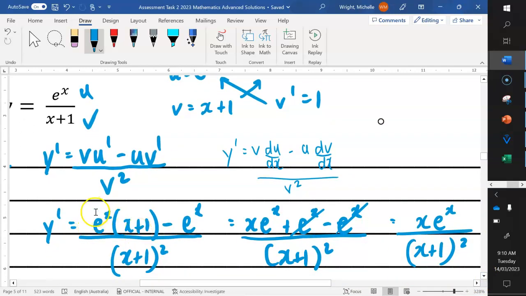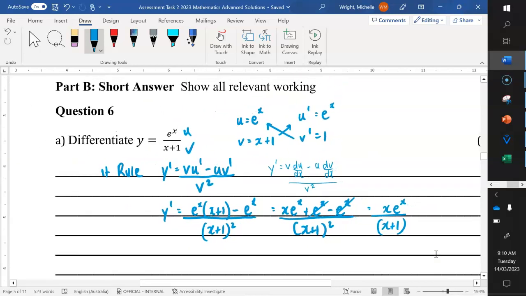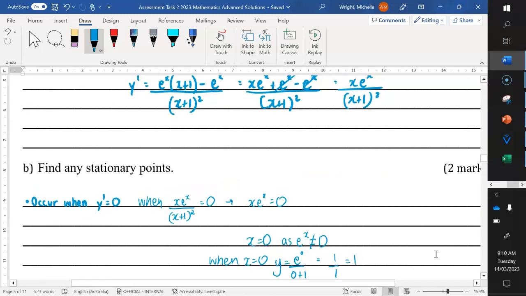I'll end up with my y dash is equal to e to the x times x plus 1 minus e to the x all over x plus 1. Don't forget that squared. I'm going to expand this bracket out, so I end up with x e to the x plus e to the x, and I've got that minus e to the x tacked on the end there. These guys cancel out, so I'm left with x e to the x all over x plus 1 squared, and that is my answer for that question, and that was worth 2 marks.